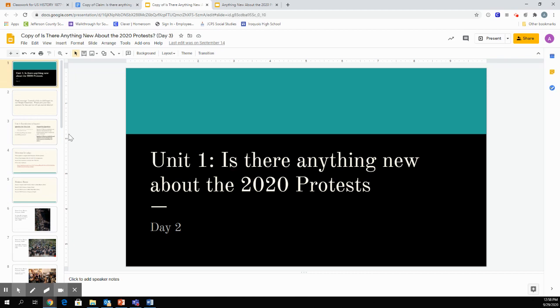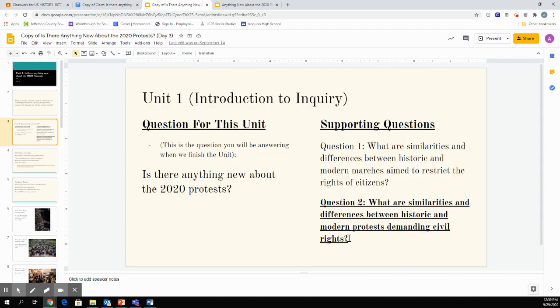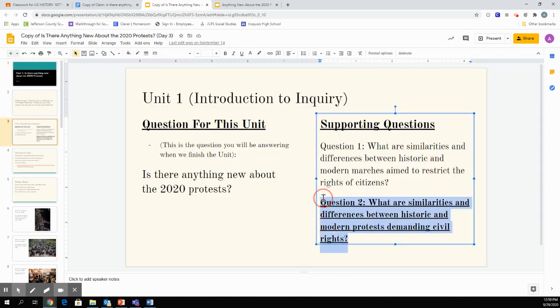But then the next set is we're looking at these civil rights marches. And this is going to be where you're going to find a lot more similarities and differences. What are similarities and differences between historic and modern protests demanding civil rights? These are the people, like what's going on in Louisville, asking for the truth and for equality and for equal treatment based on race. And that's been an issue in our country for its entire existence.